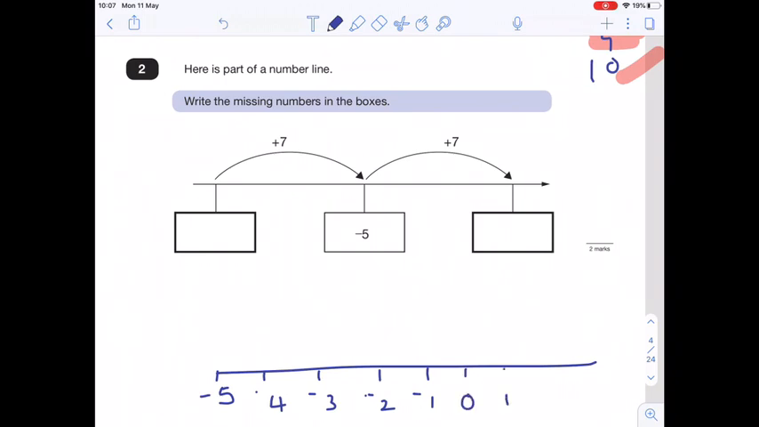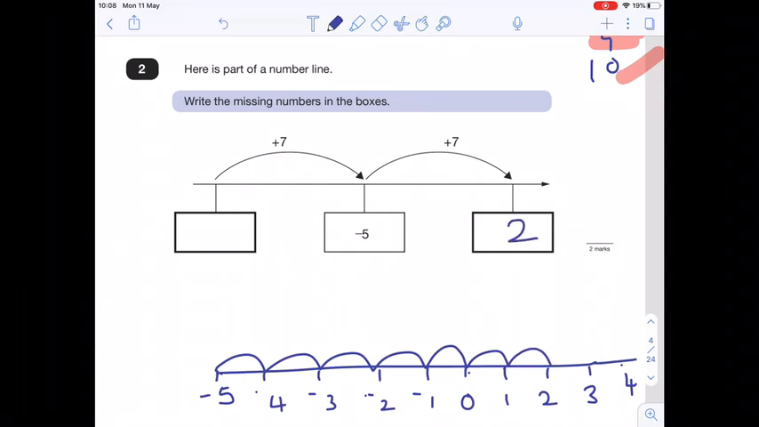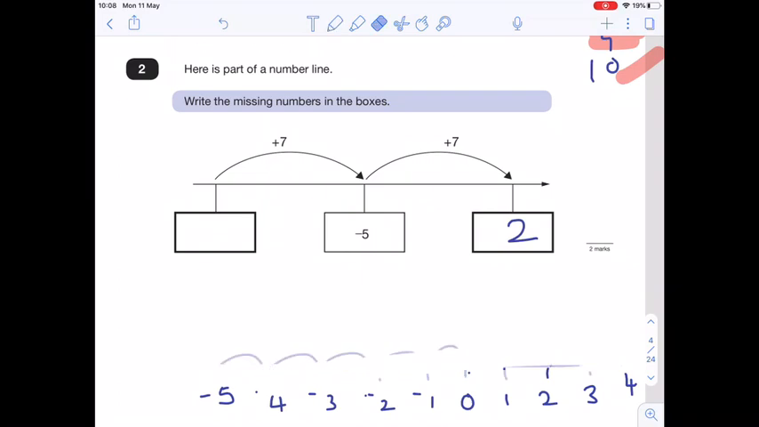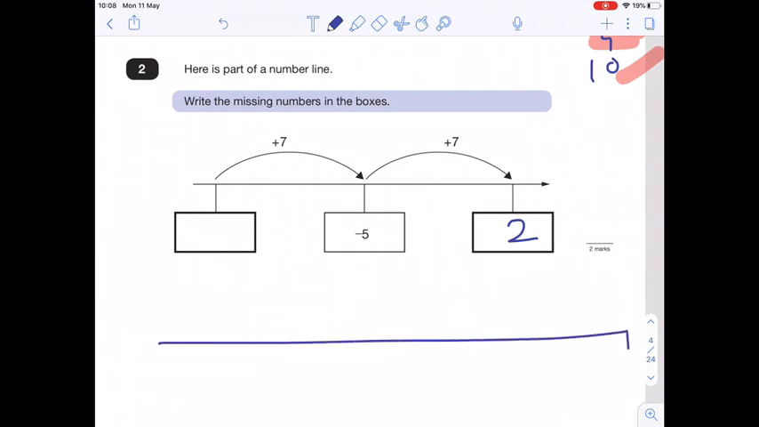1, 2, 3, etc. And then we're starting at minus 5 and we want to count on 7. 1, 2, 3, 4, 5. So it takes us 5 numbers to get back to 0 and then another 2 up to 7. Okay, and then we've got the opposite problem where it starts at minus 5 and you want to count back.